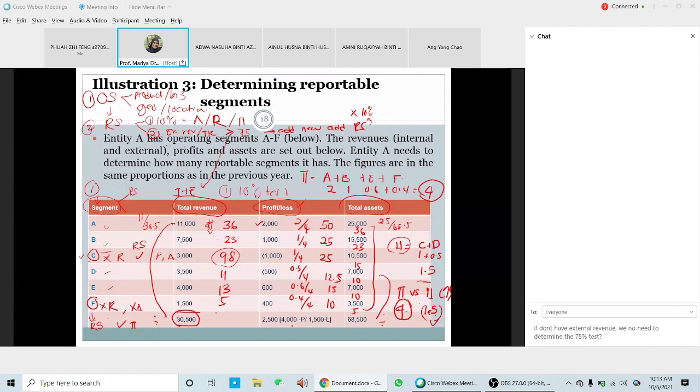This one is divided by 4. We choose the higher between profit or loss. Profit is 4. Loss here is 1.5. So we're going to choose the higher. This one is divided by 68,500 here.